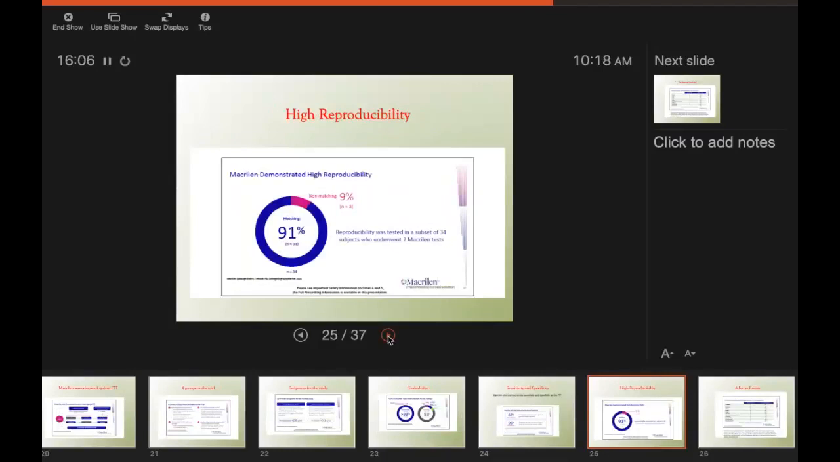It was also reproducible. So the patients that had matching results, they did it the first time and they passed it or failed it. They did it the second time and the same thing happened. They passed it or failed it. 91% had the same result the second time as the first time. Only 9%, 3 patients, it wasn't reproducible. And they didn't look at the glucagon test or the insulin tolerance test. My guess is those would be less reproducible than this one.